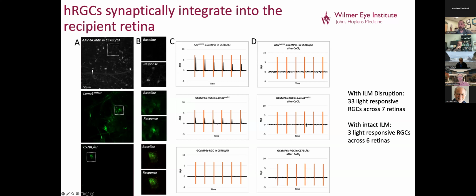I don't have slides for this, but to discuss other points, we've done this in rhesus macaques now with ILM peeling in conjunction with pars plana vitrectomy, and have shown similar observations that if you peel half of the macula, the RGCs will survive better and they will structurally integrate into the part of the macula where the ILM has been peeled, but they tend to survive poorly and not integrate where the ILM is left intact.